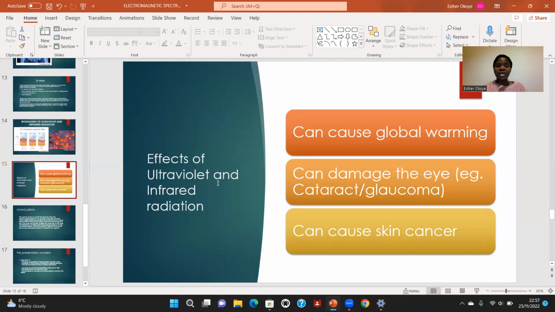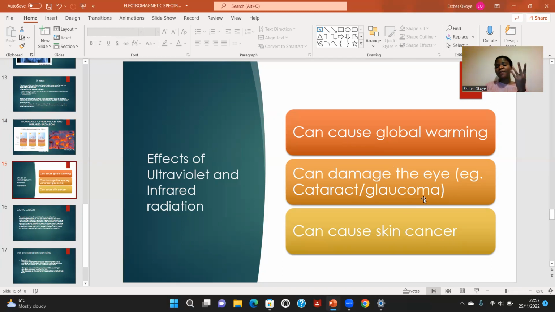The effects of ultraviolet and infrared radiation. It can cause global warming, can damage the eye. It can cause things like cataract, glaucoma. It can cause skin cancer, like I just said. Okay, from UV and things like that. It can cause global warming when there is so much. We have industries that are being warned by the government that they're emitting so much carbon in their production. Okay, so it's something to keep an eye on.